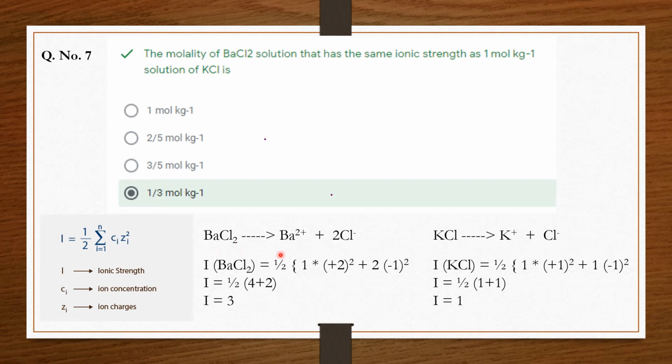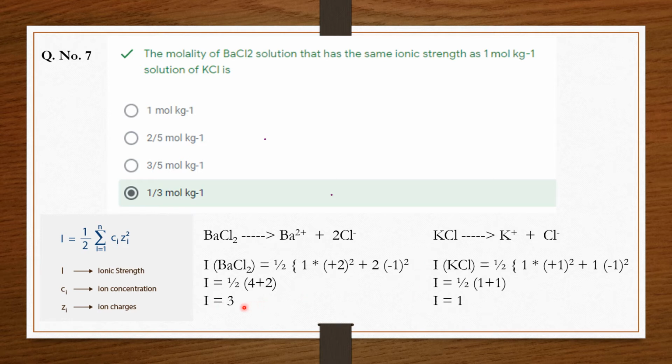Let's see how barium chloride dissociates. Barium chloride will be dissociated into barium 2 plus and 2 chloride ions. Suppose we take 1 mole of barium chloride, it produces 2 moles of chloride ions. So this one is the concentration of barium 2 plus ion, and this plus 2 is the charge of barium 2 plus ion, to the power square. Since it is a summation, we have to add the chloride ion concentration also. The concentration of chloride ion is 2 because it produces 2 chloride ions, and the charge is -1, so (-1) the whole square.